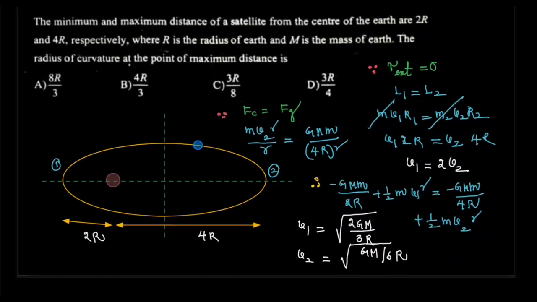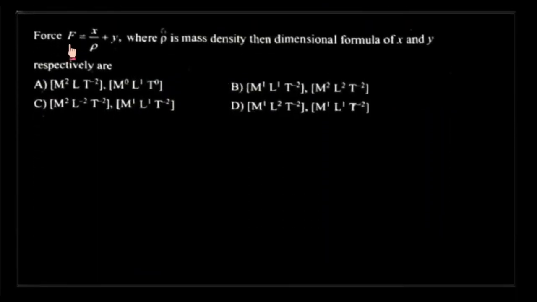Clear? Next question. Force F equals X by rho plus Y, where rho is mass density. Then the dimensional formula of X and Y is, according to the principle of homogeneity. When we add quantities like this, we add only quantities that have the same units. So the units of Y and the units of X by rho must be equal, and both must be equal to the units of force.